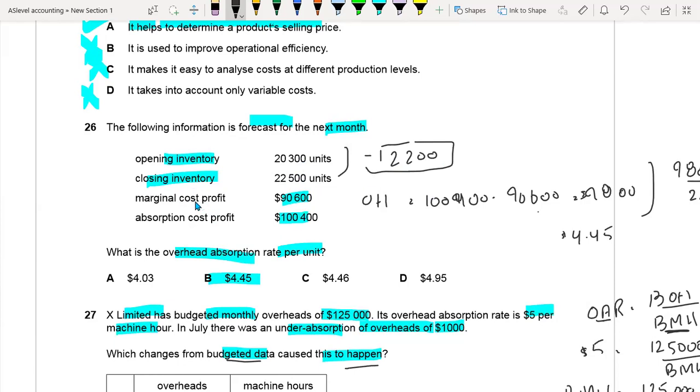And we know that the marginal cost profit and the absorption cost profit are the same other than the overheads, because in the marginal cost profit there is no overhead included, but in the absorption cost the fixed overheads are included. So if we deduct the absorption cost profit from the marginal cost profit, we will have our overheads. So 1,04,000 minus 90,600, we have the overhead, which is 29,800.